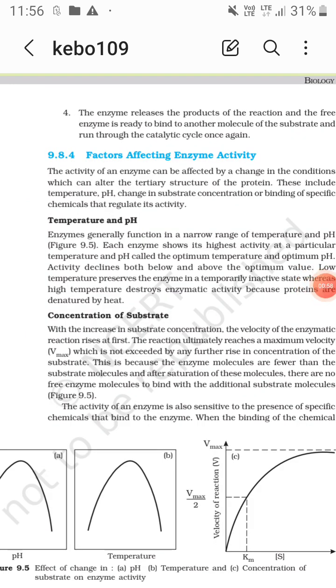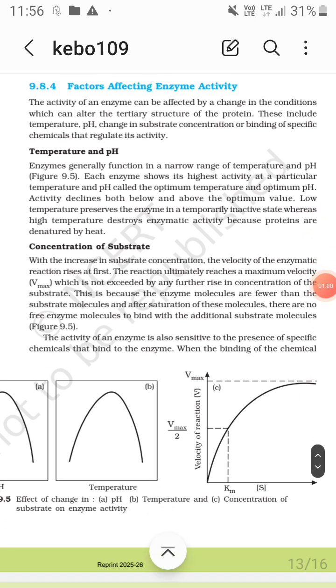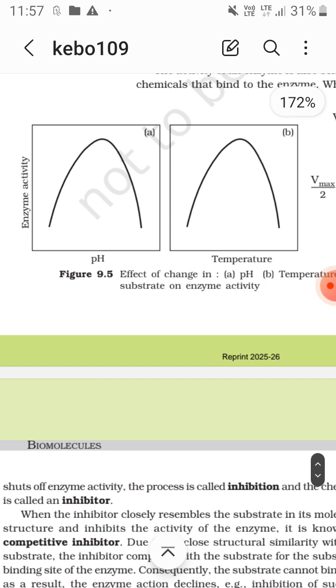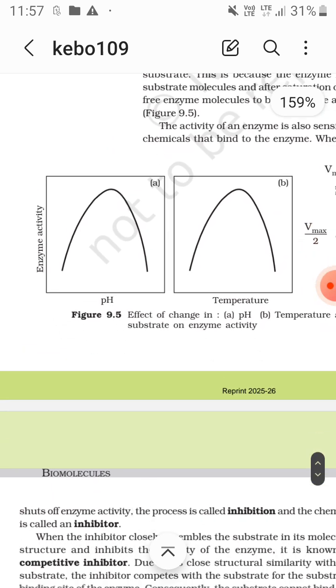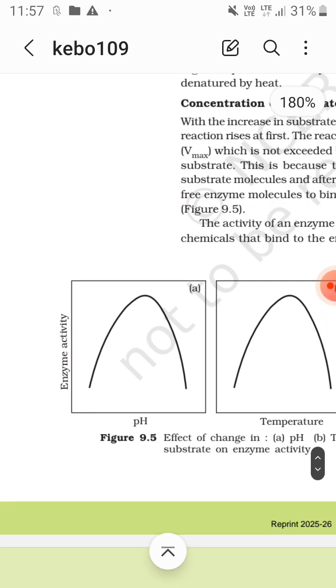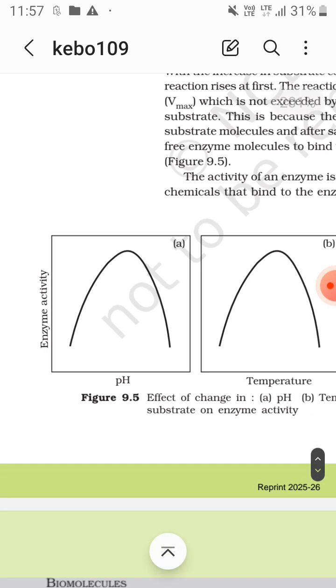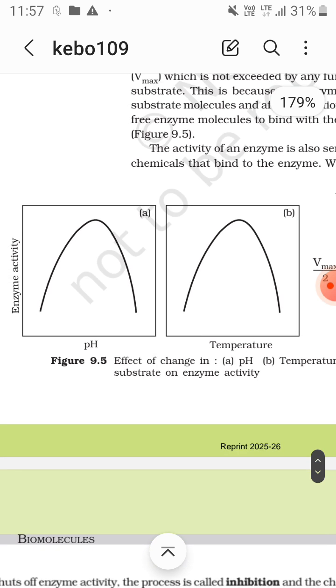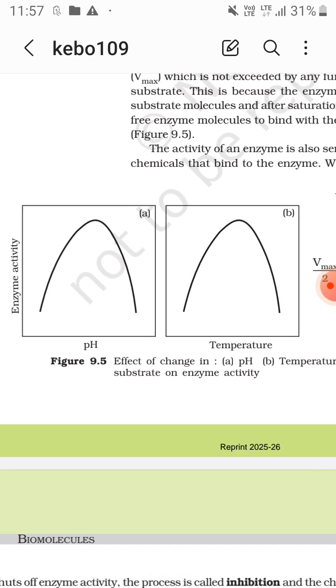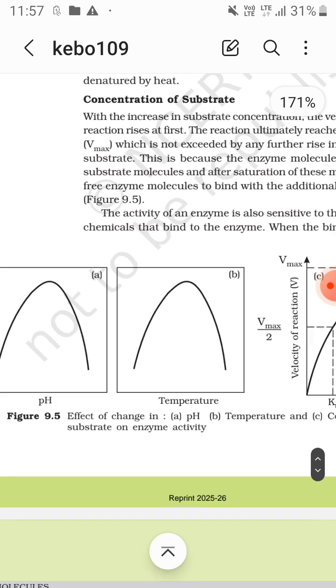Factors affecting enzyme activity include temperature and pH, where the enzyme shows its highest activity at a particular temperature and pH, the optimum temperature and optimum pH. See in the diagram slide the effect of change in pH and temperature. On the y-axis is the enzyme activity, on the x-axis is the pH or temperature. It represents the optimum temperature and pH that indicates the highest activity of the enzyme.